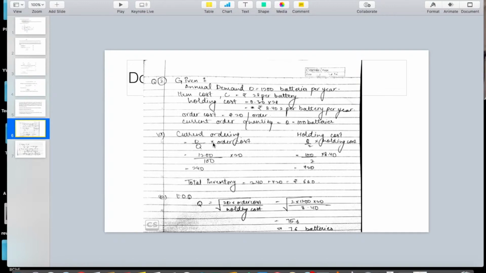To calculate the current ordering cost, we have D by Q into order cost, and we get 240. The holding cost is given by Q by 2 into holding cost, equal to 100 by 2 into 8.40, equal to 420. So to calculate total inventory cost, we add them both and we get rupees 660. To calculate the EOQ, we use the formula given here, we substitute the values, and then we get Q equal to 76 batteries.